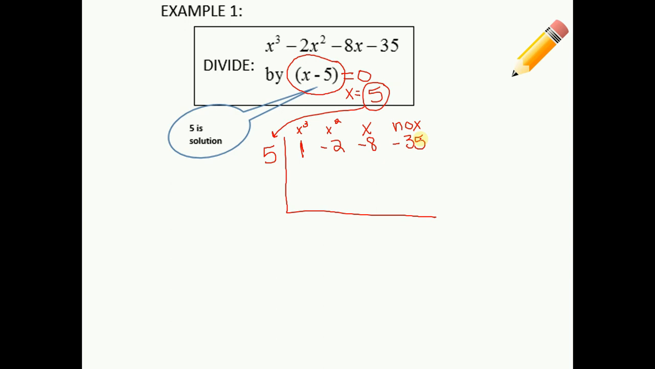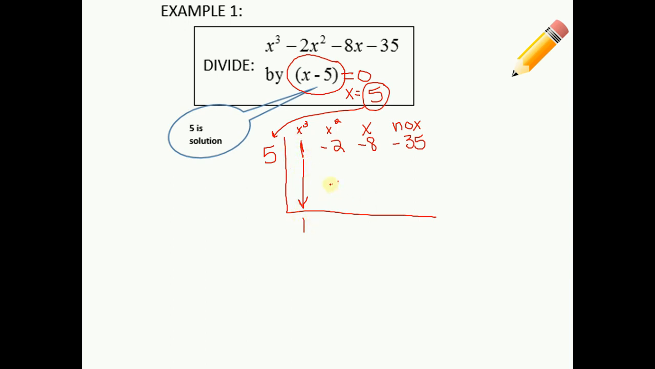Now what we need to do is use synthetic division. This is where it gets a little messy. So the first step to synthetic is you're going to drop the 1. Always got to just drop it. No matter what number that is, you're always just going to drop it down.